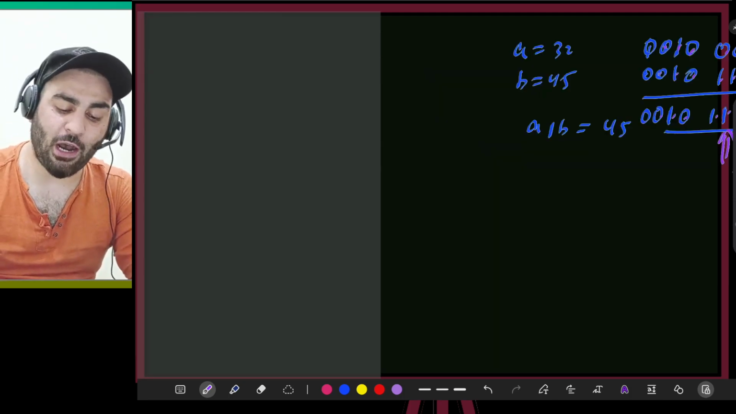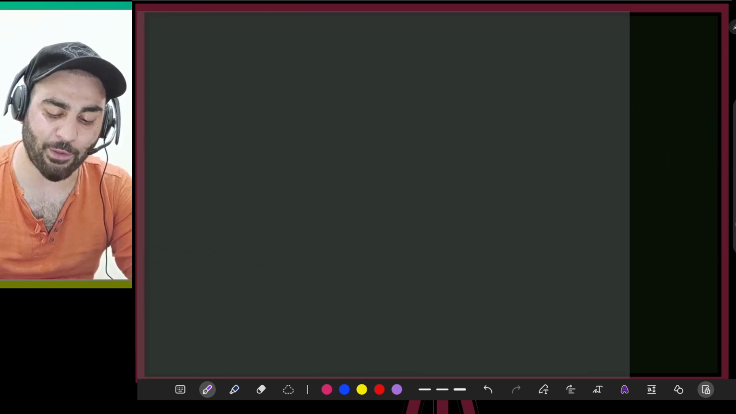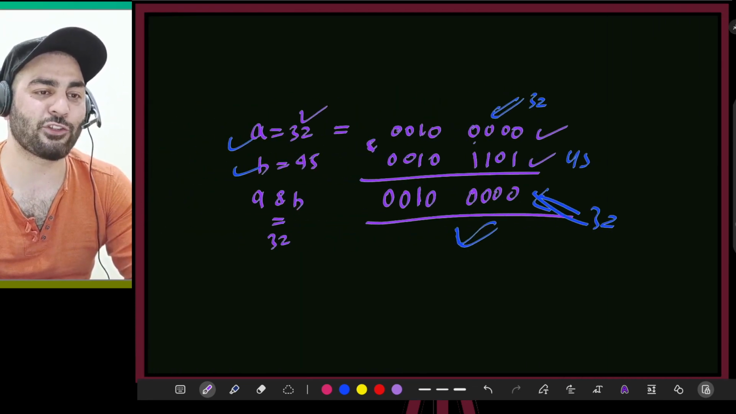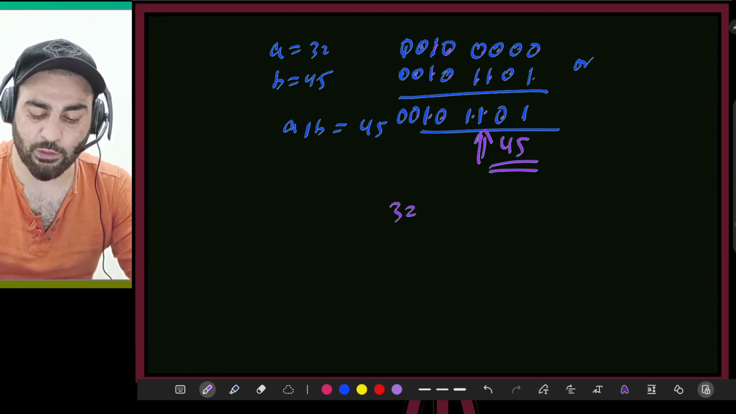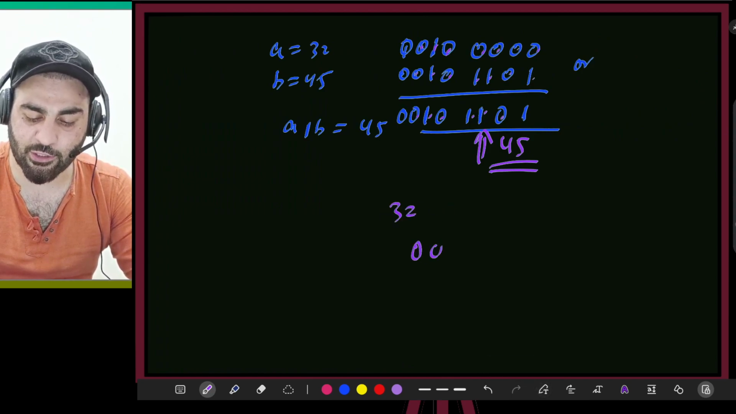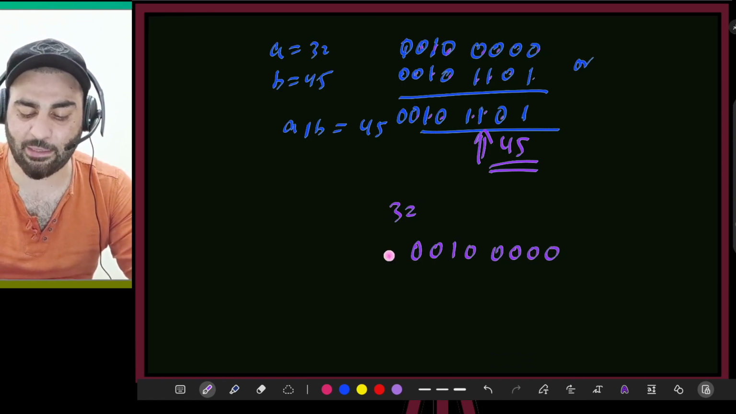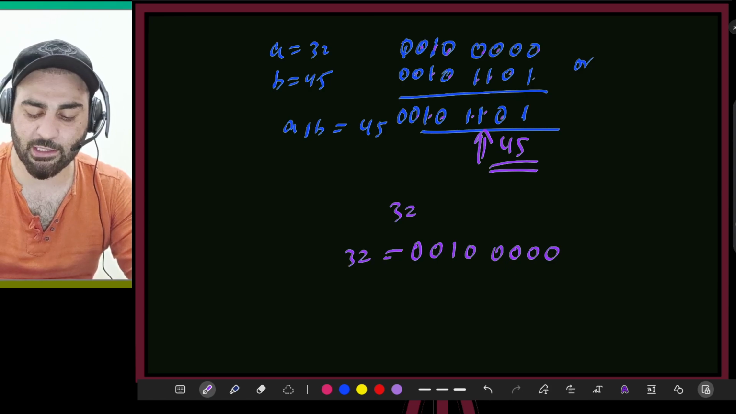So now we saw how OR operates and how AND operates. NOT is basically just inversion of bits. If you have NOT, it will just invert bits. Let's suppose we have this 32. 32's representation is 0, 0, 0, 1, 0, 0, 0, 0. This is the representation of 32. This is 32 in binary.